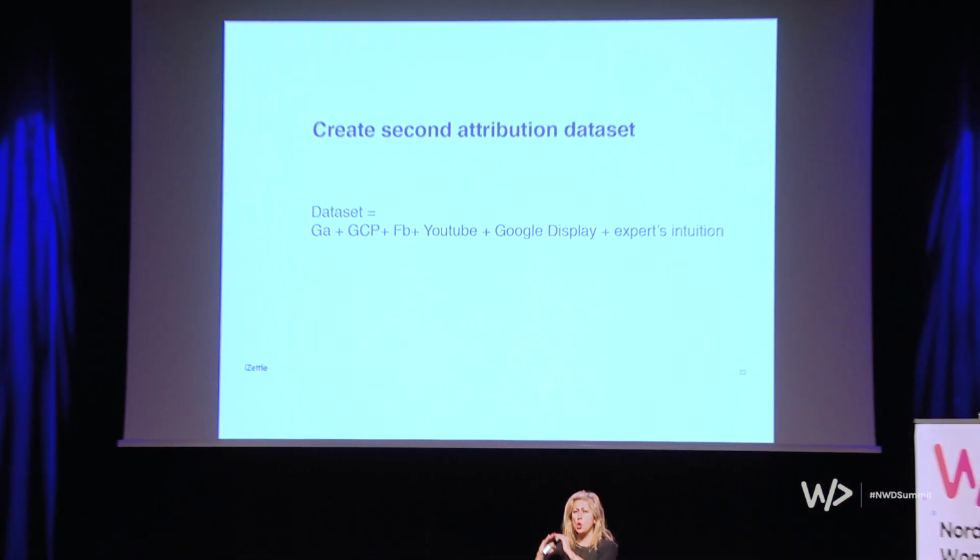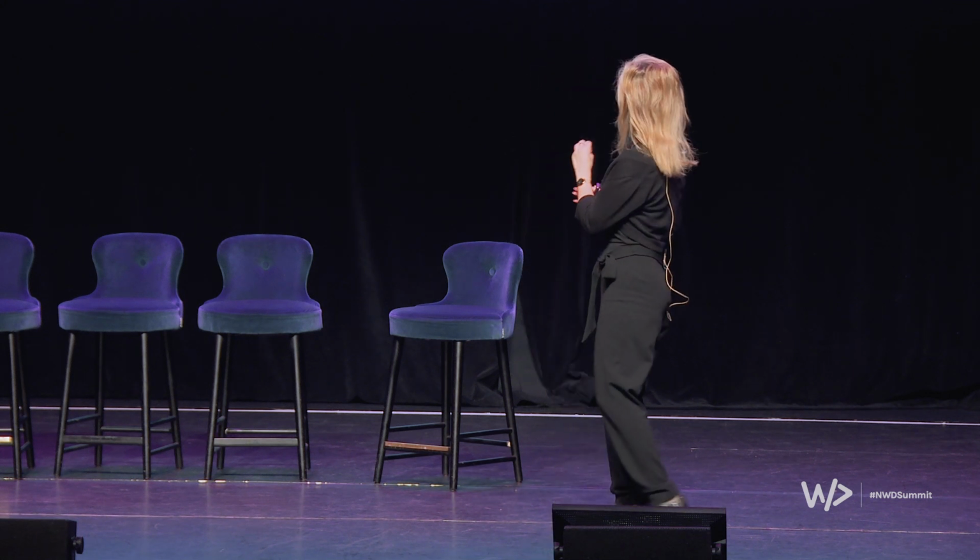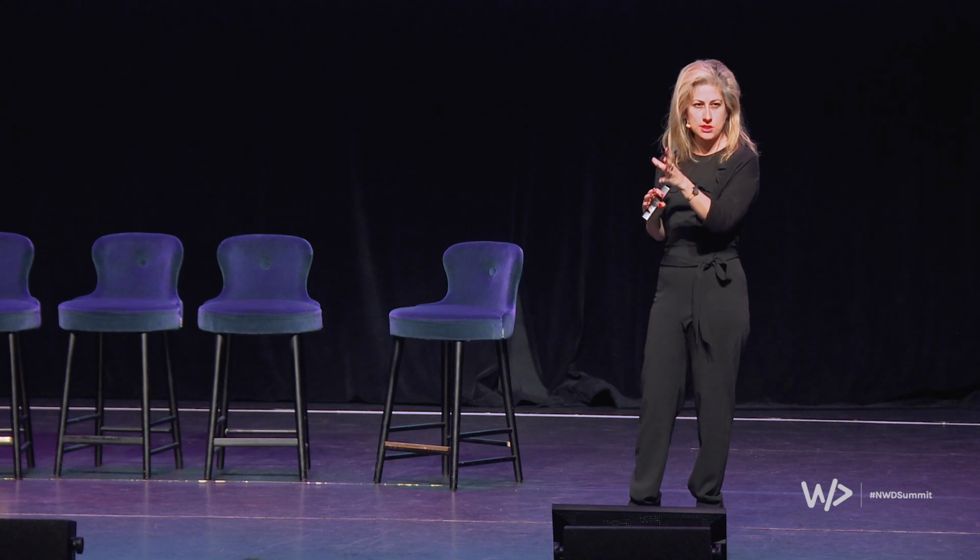So the next step, as you can see, is not only improving the model but improving the data. When I say improving data, I mean adding any missing data that we can into the data set. In this case, we included Google Analytics with our tracking data, with the raw Facebook, YouTube, and Google Display data, together.